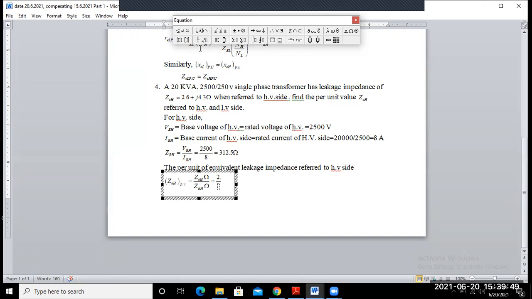So 2.6 plus j 4.3, divided by 312.5. So you will get the value of ZEH in per unit equal to 0.0832 plus j 0.01376, okay.